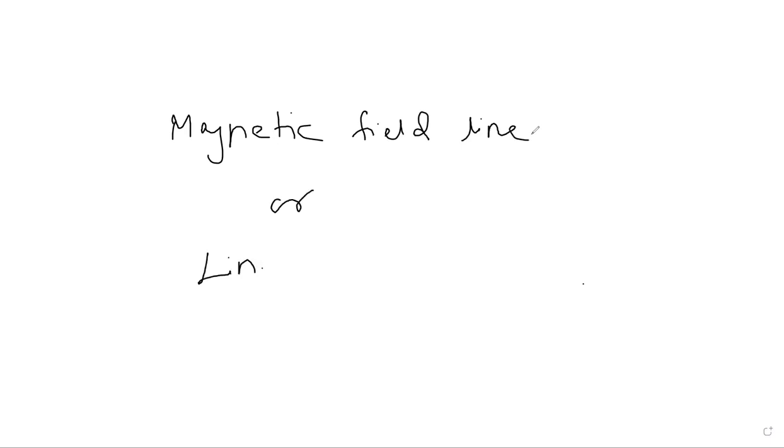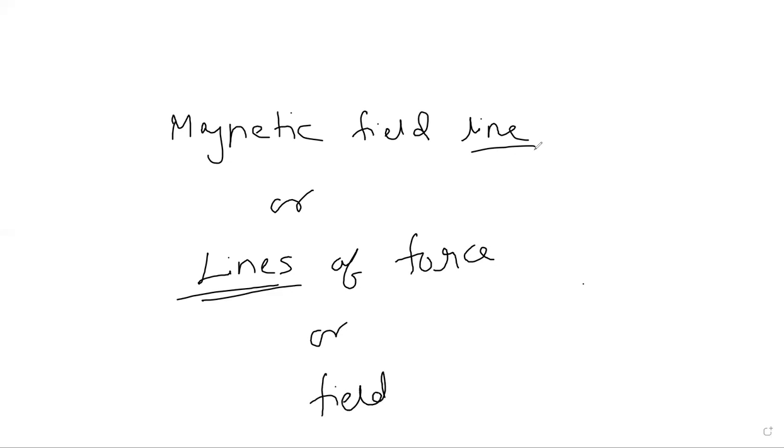Two names of the same topic: magnetic field lines or magnetic lines of force. Wherever you get the word line, that means we are talking about those imaginary lines only. Sometimes only field lines is also used, so don't get confused. Whenever the word line is mentioned, we are talking about these magnetic lines.